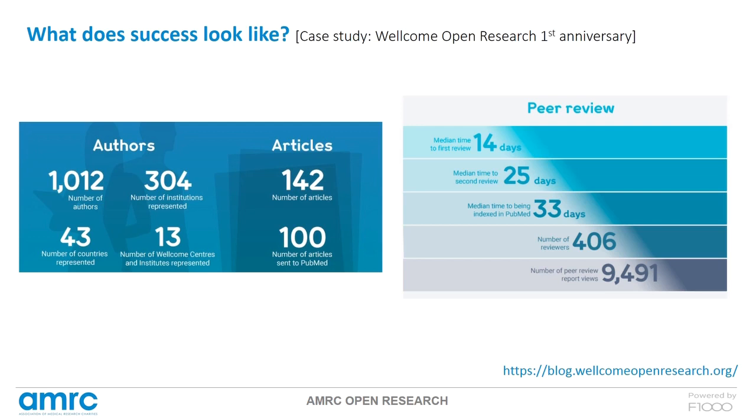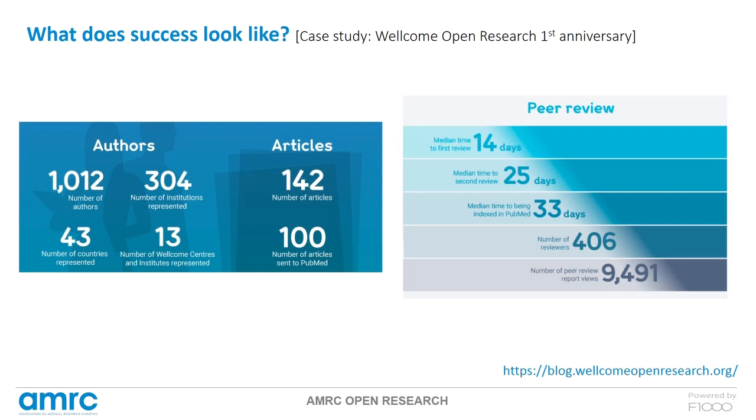On average, they were indexed in PubMed Central within 33 days, so that means they needed at least 2 positive referee reports. On those 142 articles, they received more than 400 reviewer reports. And there's always a question of how much people are taking notice of these referee reports. But of those referee reports, they were viewed more than 9,000 times. So I think people really are engaging with the articles and with the peer review process, which is really encouraging to see.